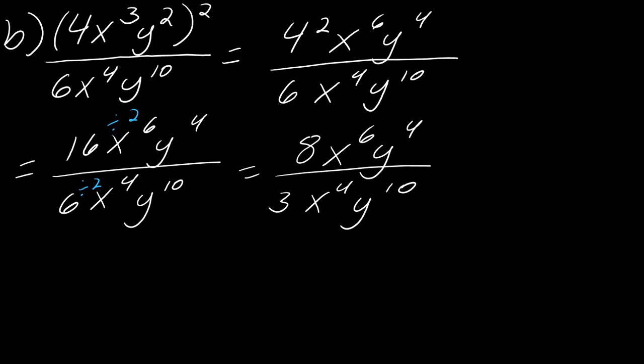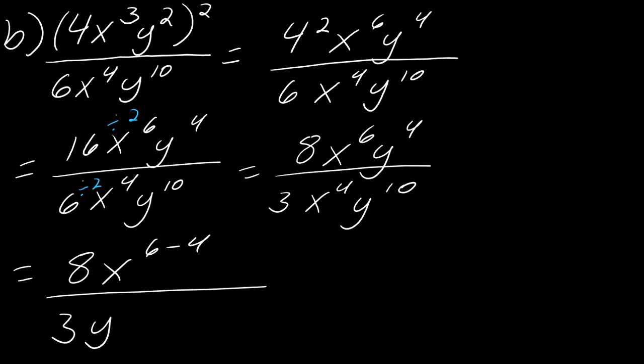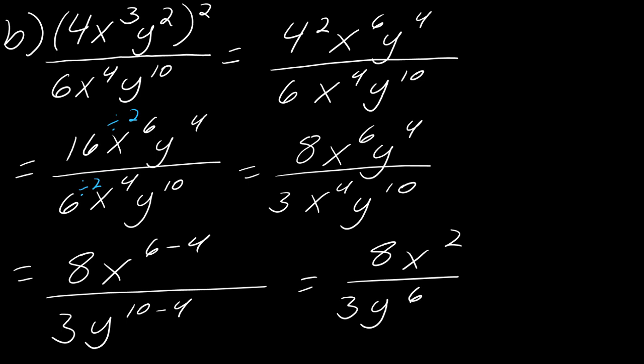And now I want to apply the quotient rule here, but I want to pay attention to where my exponents are higher. The x's are higher on top, so I'm going to set up my subtraction so that this is 6 minus 4. And then for the y's, there are more y's in the bottom than on the top, so I'll set up my subtraction like that. It's all about where is it bigger, and that's where you want to set up your subtraction. So this will be 8x squared over 3y to the 6.